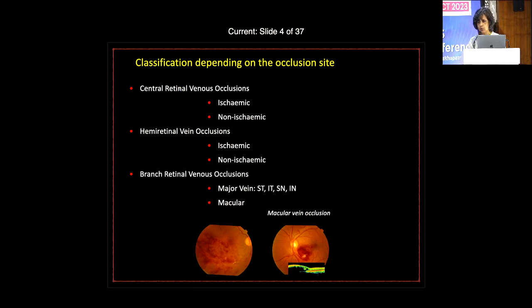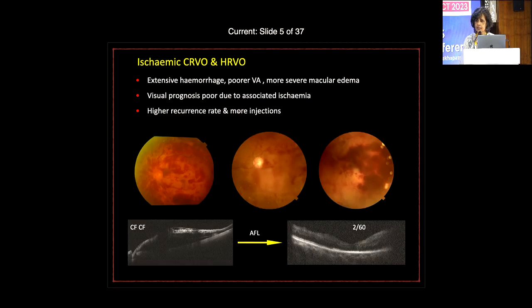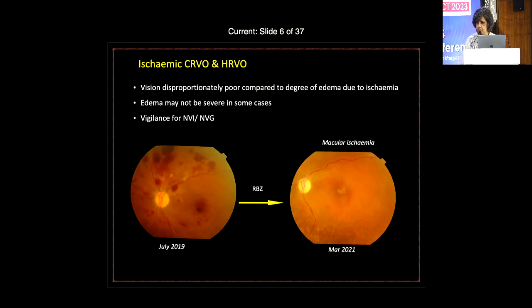Classification depends on the occlusion site: central, hemiretinal or branch. Each of these can be ischemic or non-ischemic, and in branch vein occlusion it can be a major vein or just a macular vein. Ischemic CRVO and HRVO present with extensive hemorrhage, poorer vision at presentation, severe macular edema, very poor visual prognosis, and higher recurrence of macular edema with requirement of injections.